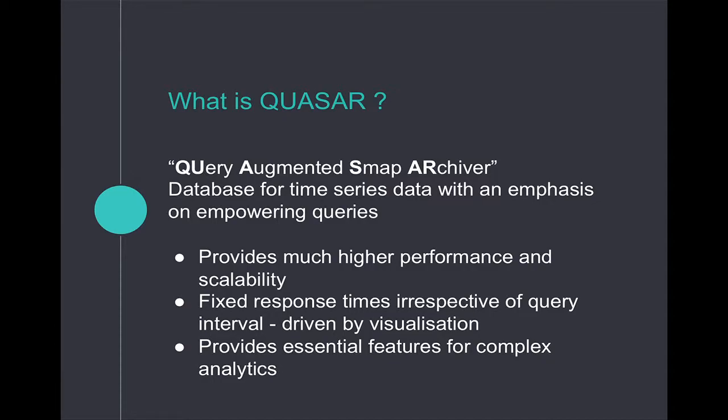What is Quasar? Essentially, Quasar is a database that offers something that existing time series databases don't. Firstly, much higher performance and scalability. Secondly, a fixed response time for any query interval. 5 months, 5 minutes, doesn't matter, we can get you back an answer. And thirdly, it provides a bunch of essential features that we needed for the complex analysis we were doing.